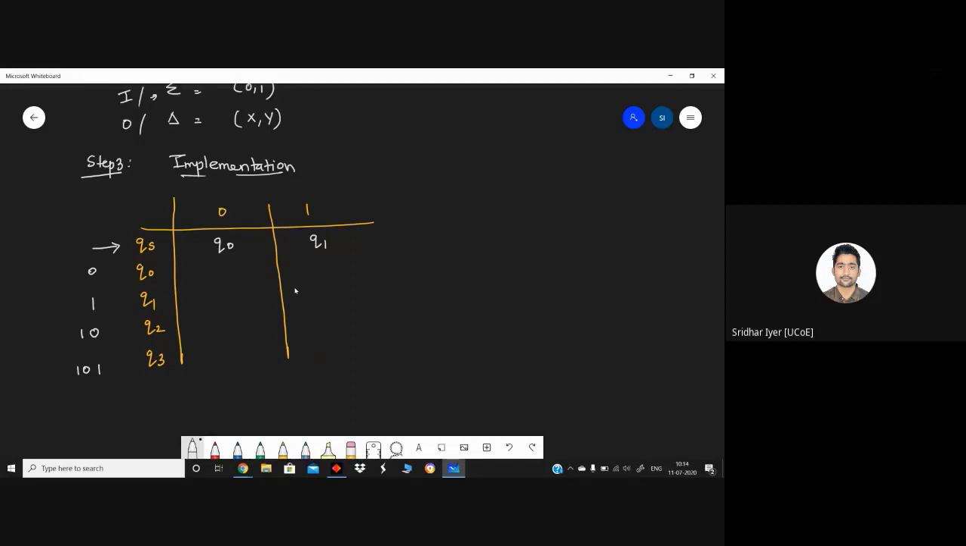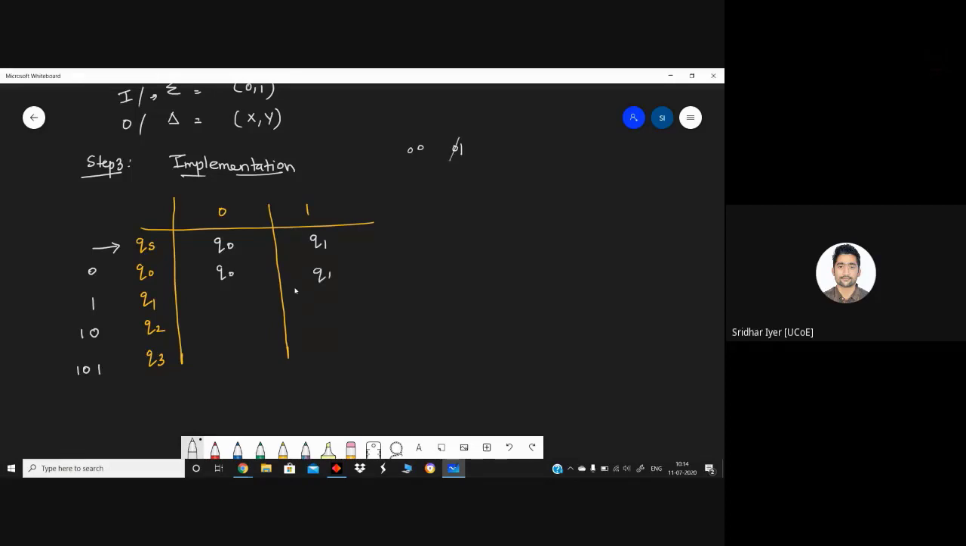Now I am in state Q0. If I encounter one more zero, it becomes 00. But we are not having any state corresponding to 00. So I will simply write Q0 over here. Next up, if I encounter the next input, it becomes 01. But I don't have a state corresponding to 01. So I will stick to 1, following my backtracking logic.